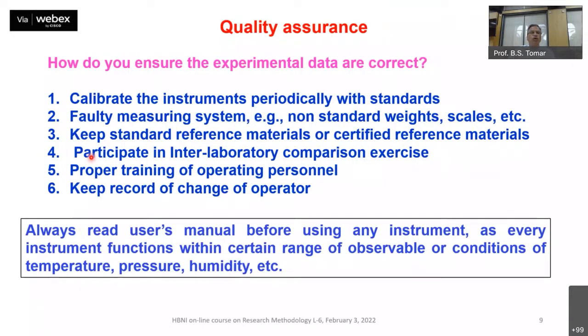There could be faulty measuring systems like non-standard weights or scales. So keep note of them, and make sure they are properly calibrated. To calibrate your instruments, there are standard reference materials. If it's a chemical analysis laboratory, you have certified reference materials. So these kinds of reference materials should be there.